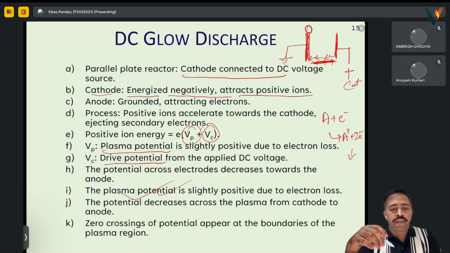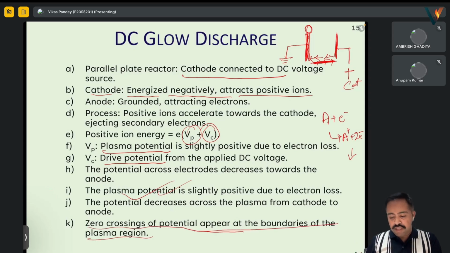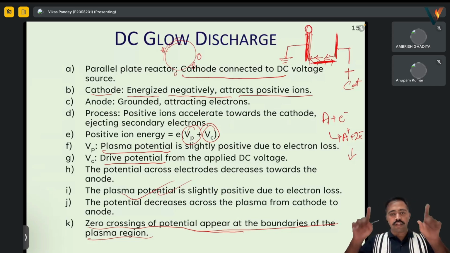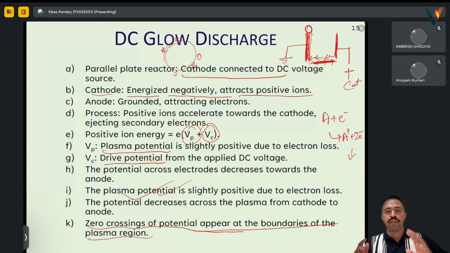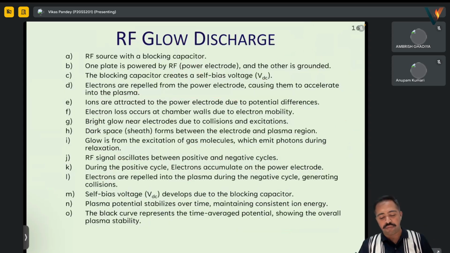A zero crossing of plasma potential occurs at the boundary of the plasma region. So when we see the plasma laterally, or from the three-dimensional view, we'll see a zero potential. Where the potential is zero, say here, there will be a boundary of the plasma region forming. Ideally, whatever shape these two electrodes are will also determine the shape of our plasma.